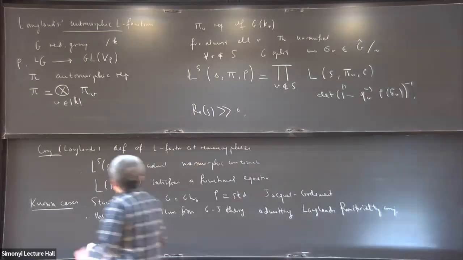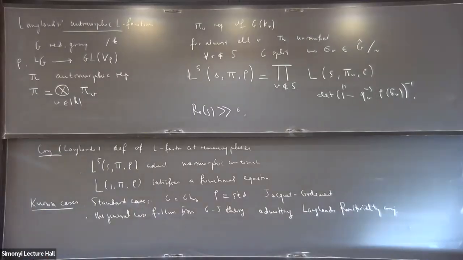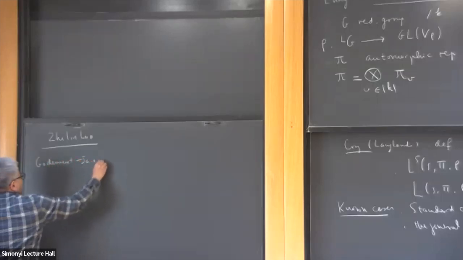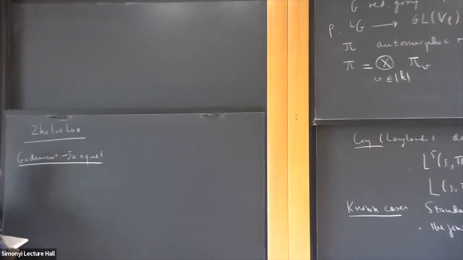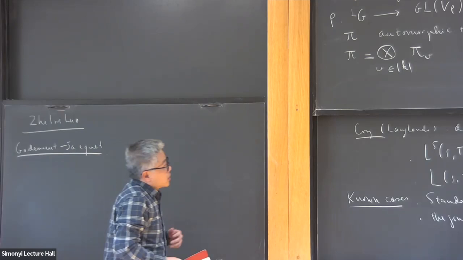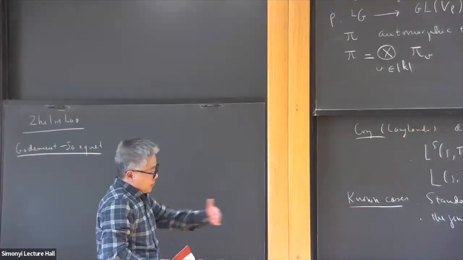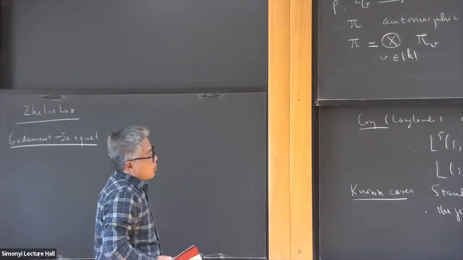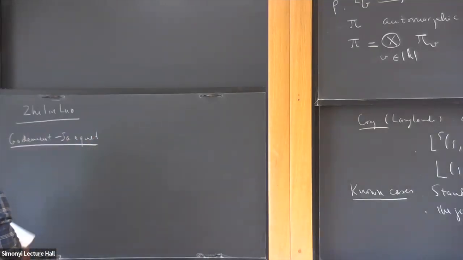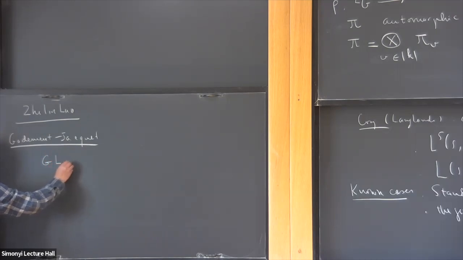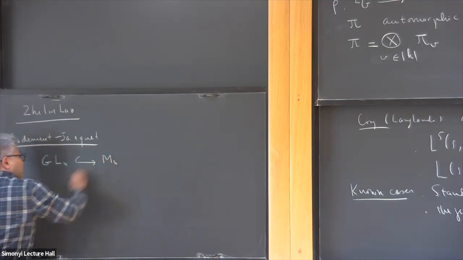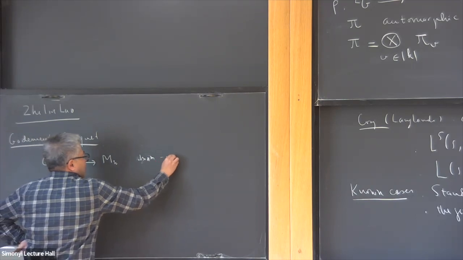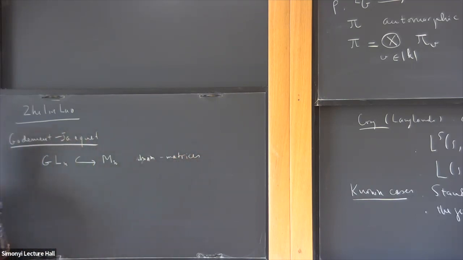So let me recall very briefly Godement-Jacquet. Godement-Jacquet is a straight generalization of this, where you can interpret this L function in terms of some Fourier analysis. In this, we embed the group GL_N inside the space of N by N matrices, a vector space, which contains GL_N as an open subset.